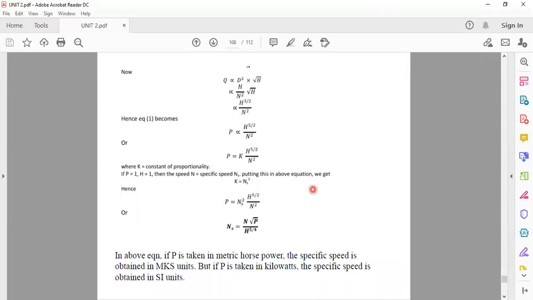In our equation, if P is taken in metric horsepower, the specific speed is obtained in MKS unit. But if P is taken in kilowatt, the specific speed is obtained in SI unit.